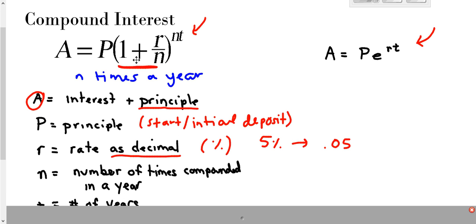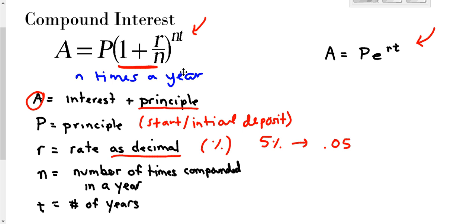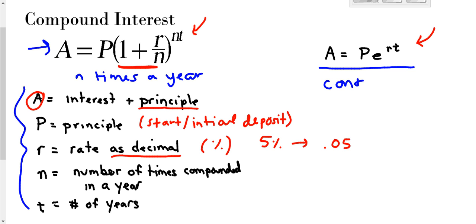And then lastly, we have the number of years. So if we're talking about 1 year, and it happens once a year, then over 2 years, it would happen twice, okay? So all of these variables go into this first equation. And then we have this equation over here, which is continuous. So whenever they're asking for continuous compound interest, that's when you would move to this equation.